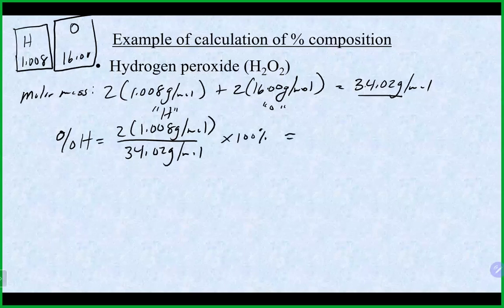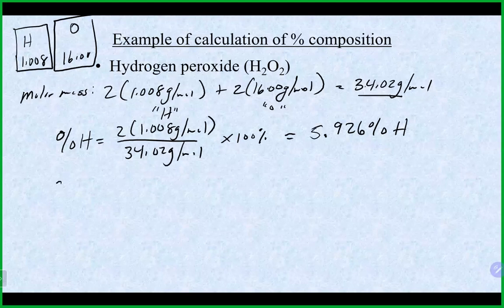That is going to get us here 2 times 1.008 divided by 34.02 times 100. That's something like 5.926% hydrogen. So by mass, basically hydrogen peroxide is made up of about just under 6% hydrogen by mass.